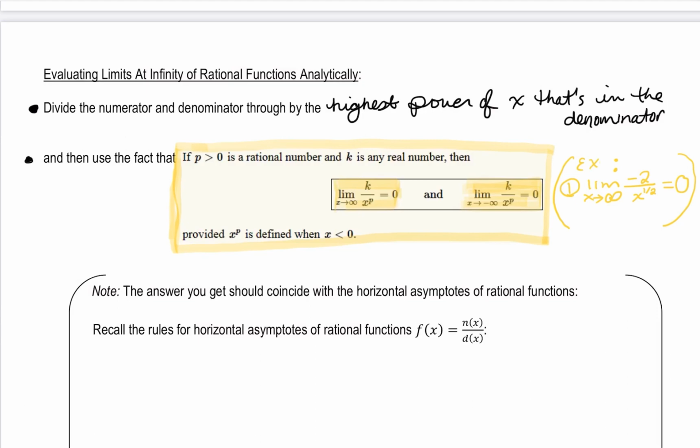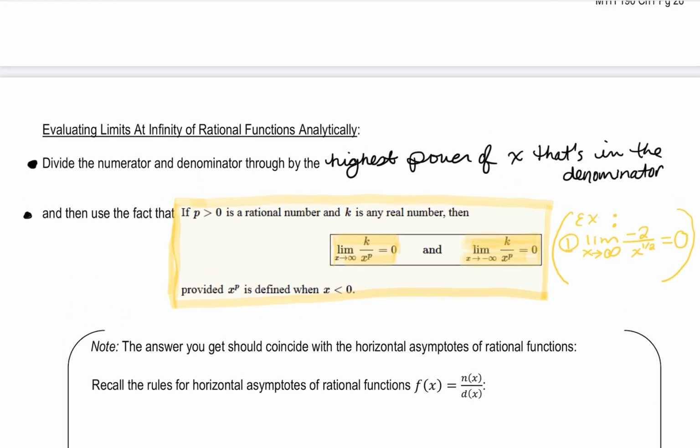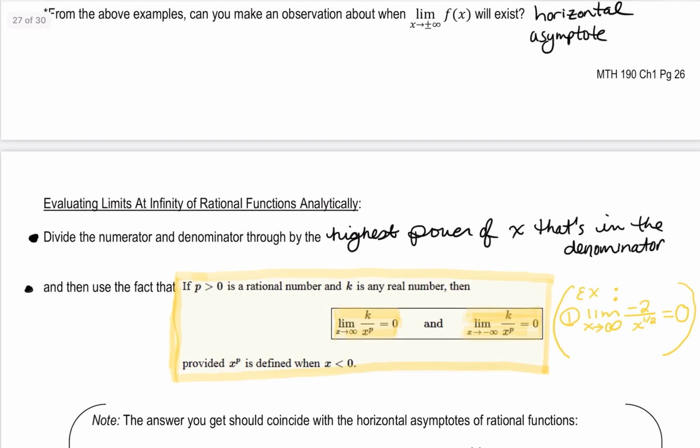So those facts. Now, if we have a pure rational function, so when we talk about rational functions, we're talking about polynomials divided by polynomials, the answers we get should correspond to, what did we just end with, this observation about horizontal asymptotes.